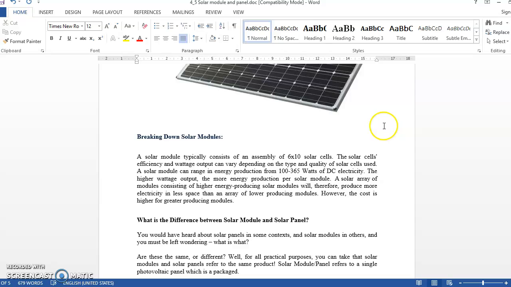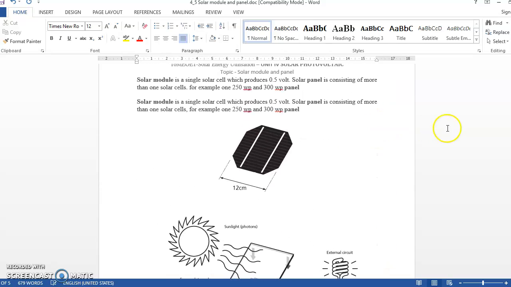Let me go for its differentiation. A single solar cell produces 0.5 volt. This technical reference you need to write when they ask a mark question or an objective type question. It is also possible to ask: a solar cell is capable of producing that dash volt. So it's 0.5 volt.